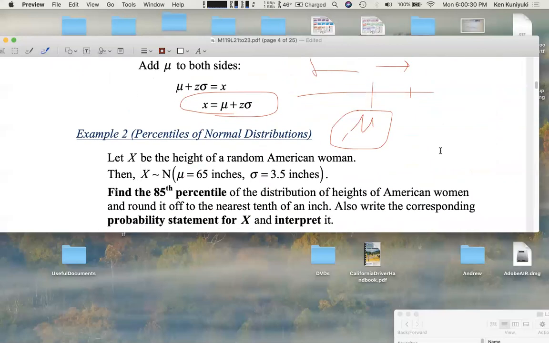Same distribution as before. We're going to consider, in example 2, x, which is the height of a random American woman. X has as its distribution a normal distribution with mean 65 inches and standard dev 3.5 inches, same as before. Now let's say that to join a particular basketball team, a woman has to be at least at the 85th percentile of heights of American adult women. So let's find the 85th percentile of this distribution of heights of American women, and we're going to round it off to the nearest 10th of an inch. That's 1 decimal place. And we're going to write the corresponding probability statement for x and interpret it.